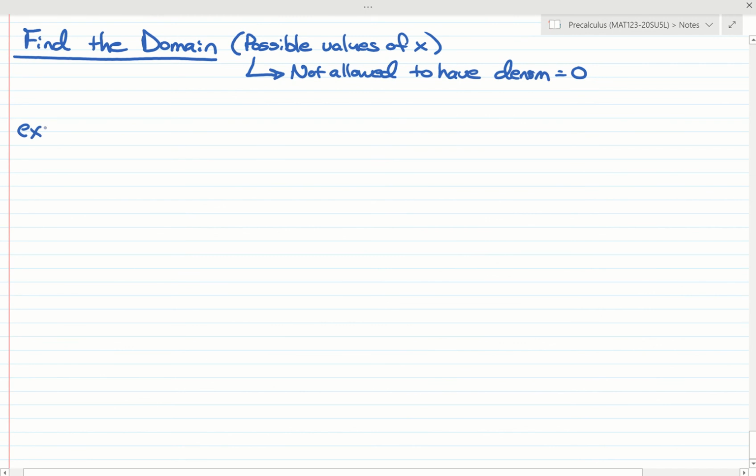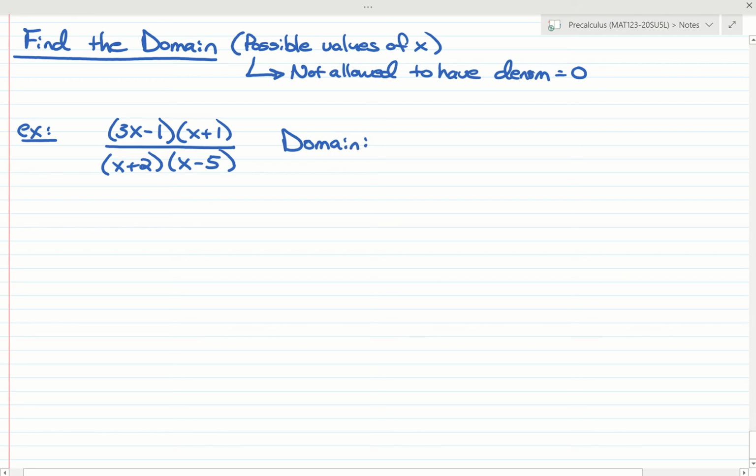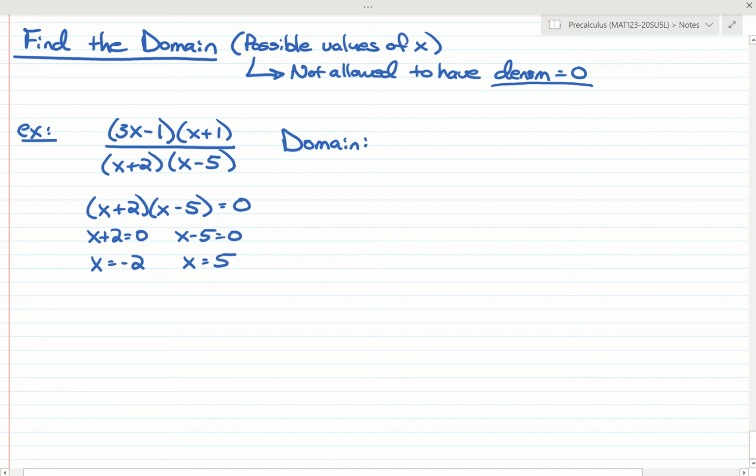So if we take a look at an example like this, say we have 3x minus 1 times x plus 1 over x plus 2 times x minus 5. Now the question would be to state the domain. Well, when we were talking about the domain, at least for a rational function or a rational expression, we said that the denominator is not allowed to equal 0, right? So we don't care about the top. The top has nothing to do with anything. We can't have x plus 2 times x minus 5 equal to 0. That would be a problem for us. So what values make that happen? Well, when x plus 2 is 0, or when x is negative 2, or when x minus 5 is 0, or when x is 5. Those two numbers would cause our denominator to be 0.